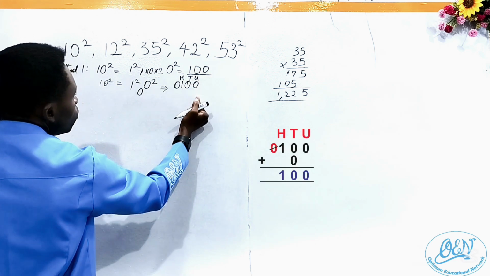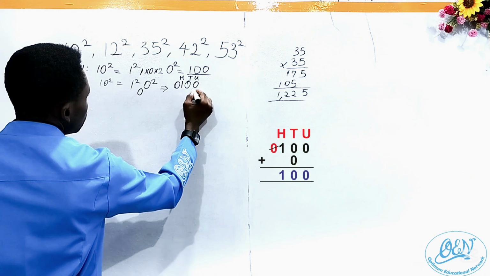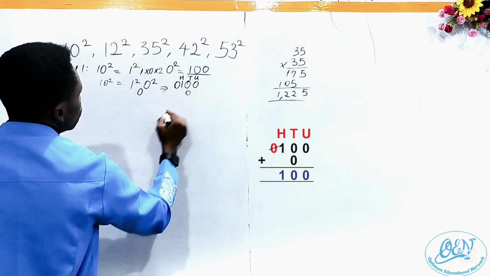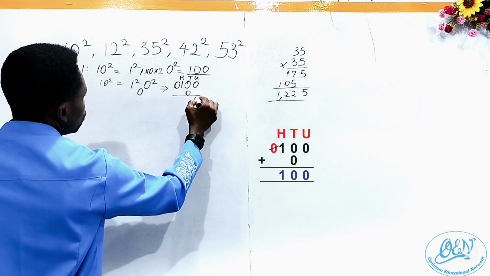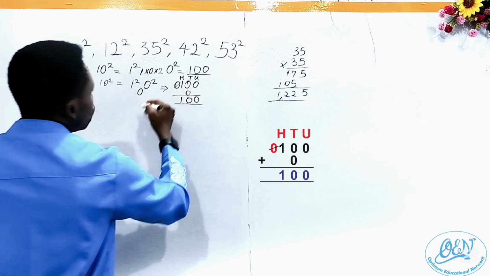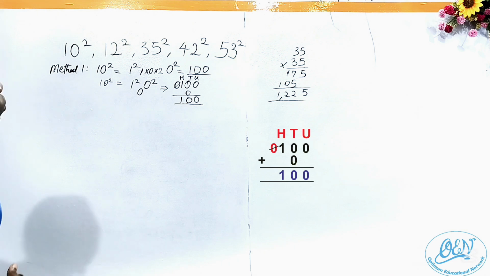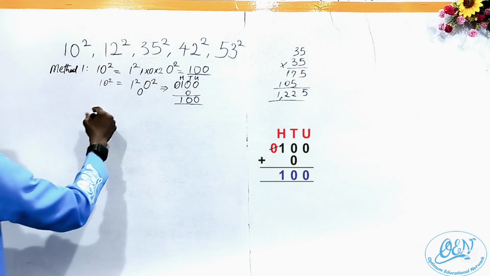So you always leave the unit column empty. So you have this, you have 0 here. So bring down 0 here, bring down 0, then you have 1. So of course this is a floating 0. So this is 100. Now let's do this for 12.